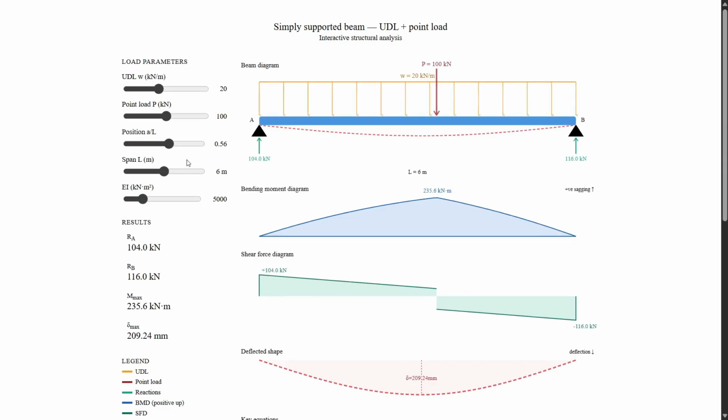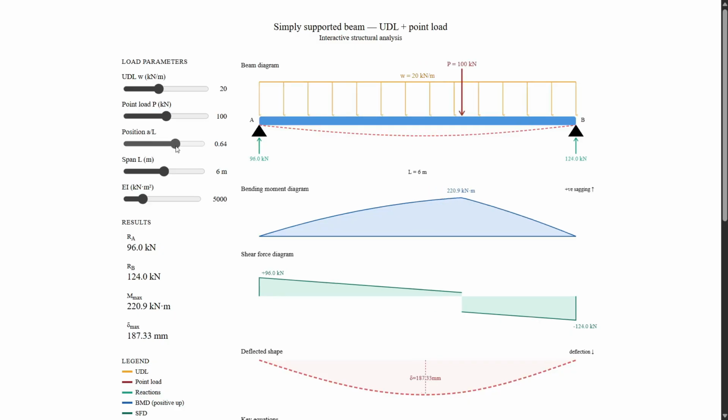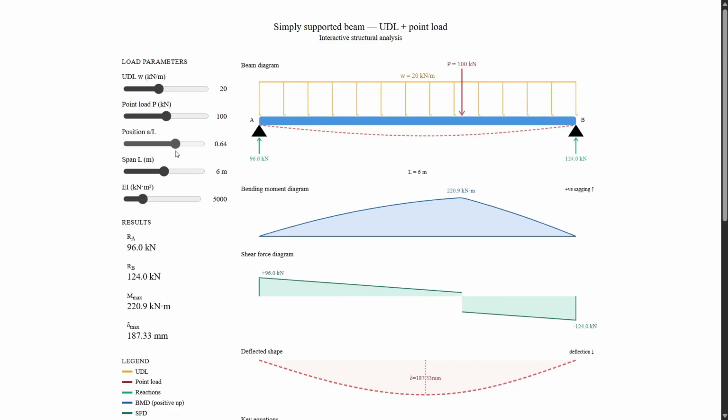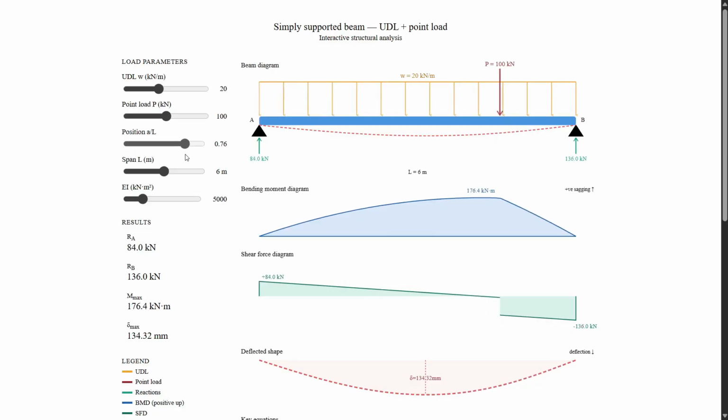So now let's watch what happens when I shift the point load closer to B. The reaction at B goes up and the reaction at A drops. We can also see, right? If I move towards B, then the reaction at point A is 87, 85, 80. So as we move towards the right, the reaction at A goes down, and the reaction at B goes up.